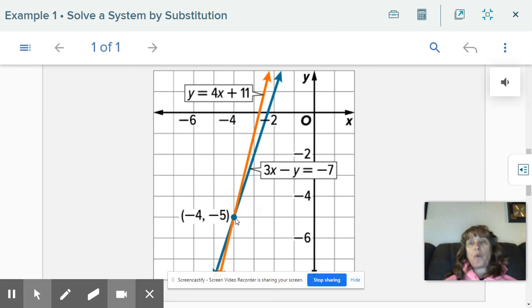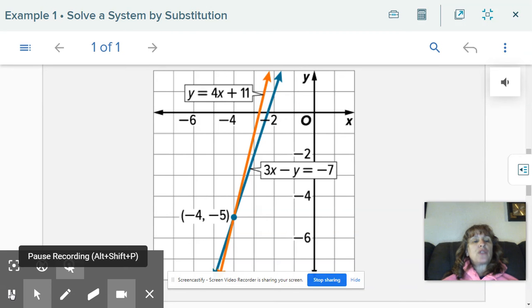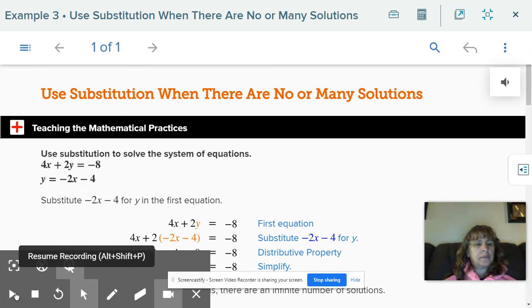And of course, you have to know what your y-intercept is and what your slope is, which you all know how to do. Everything should be in slope-intercept form. So let's take a look at another example.